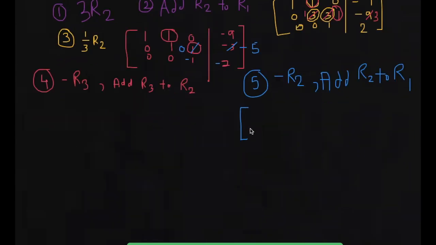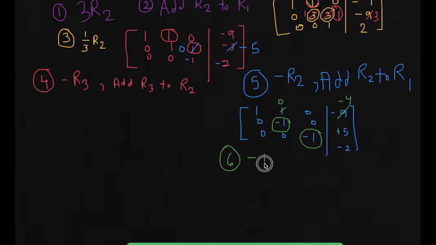So rewriting the matrix that we currently have, so 0 plus 1 is 1, negative 1 plus 1 is 0, 0 plus 0 is 0, and 5 plus negative 9 is negative 4. Now all we need to do is convert these negatives into positive ones. So I'm going to multiply row 2 and row 3 by negatives.